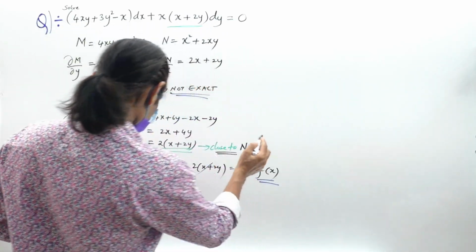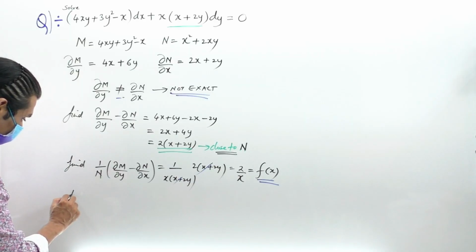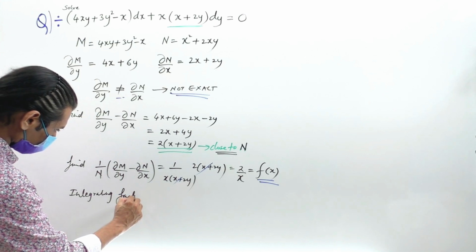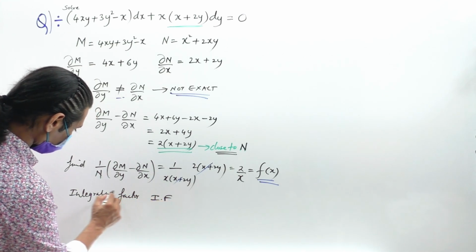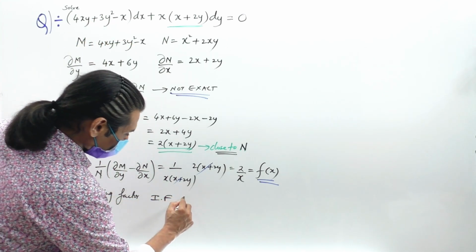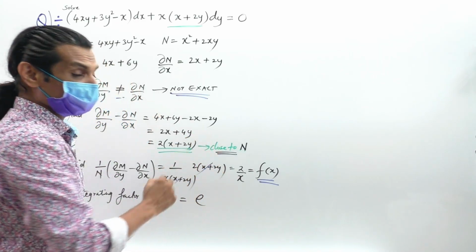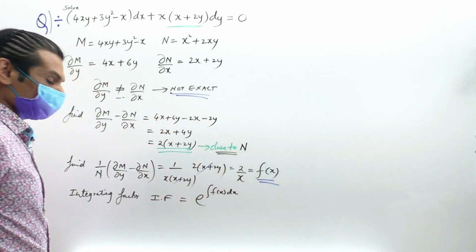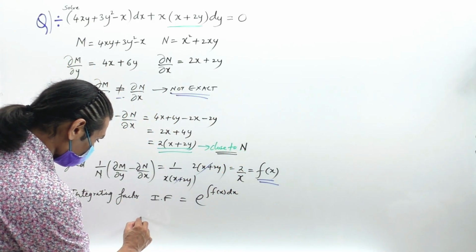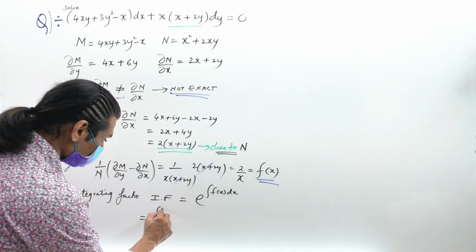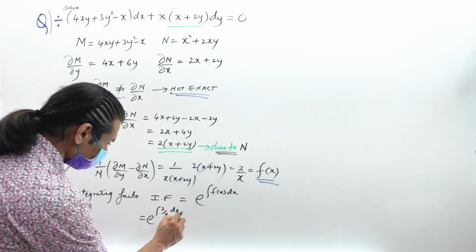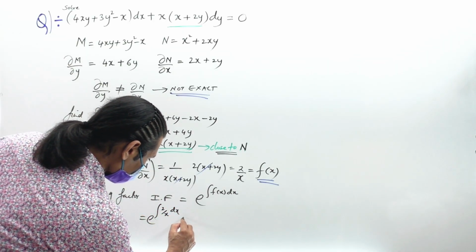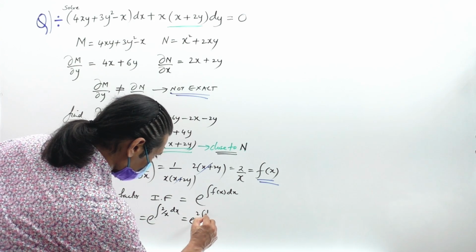So, I will do here. My integrating factor IF will be equal to, now what is the formula? e raised to integration of f of x dx. That is again equal to e raised to integration of, what is f of x? 2 by x dx. Fine, integration. Now that would be e raised to 2 integration of 1 by x dx.